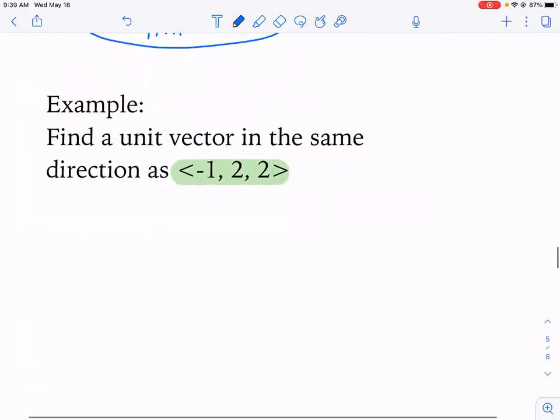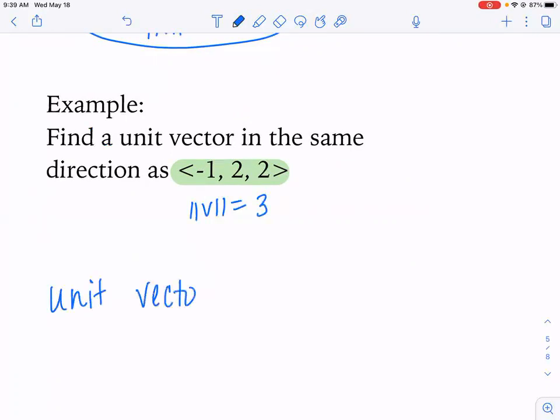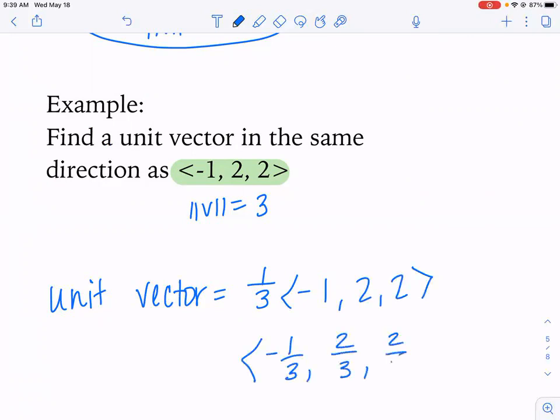Okay, so did we already find the magnitude of this vector? What is it? Okay, so our unit vector in the same direction is going to be 1/3 times the vector. So we have the vector negative 1/3, 2/3, 2/3.